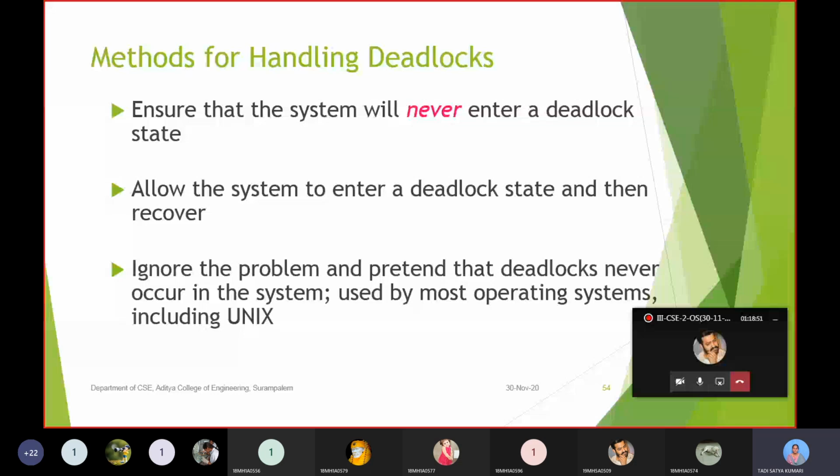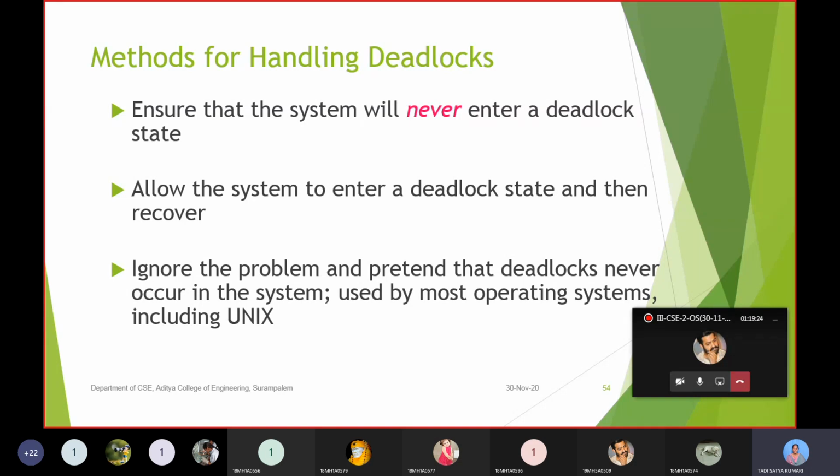So here the next important thing related to deadlocks is how you can handle the deadlock situation. Okay, so we have 3 different alternatives for handling these deadlocks. The first one is to ensure that the system will never enter a deadlock state. That means we have to make sure that we avoid the deadlock or prevent the deadlock.